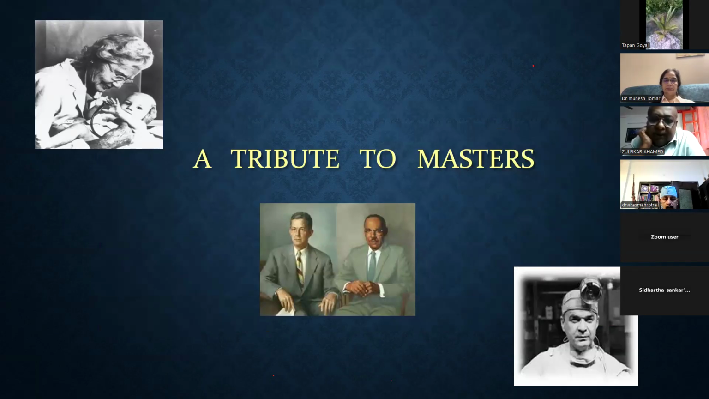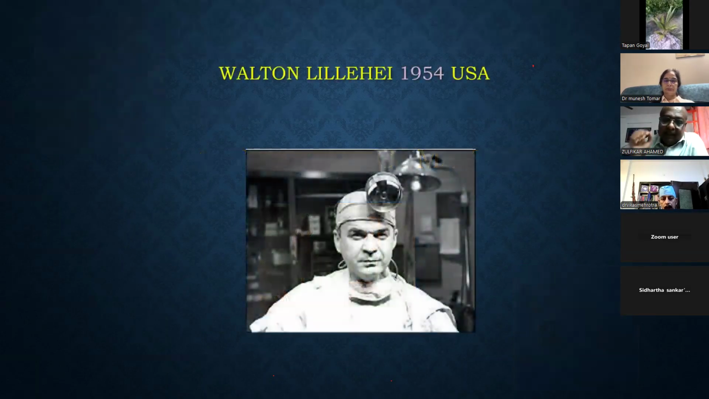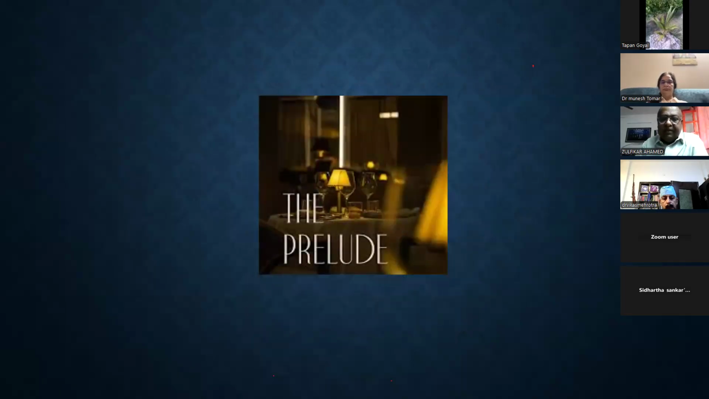So it's now called the Blalock-Taussig-Thomas shunt. And Walton Lillehei, who basically structured the corrective surgery, intracardiac repair of tetralogy of Fallot, which is probably the most common cyanotic heart disease at any age group except probably for the newborn period.